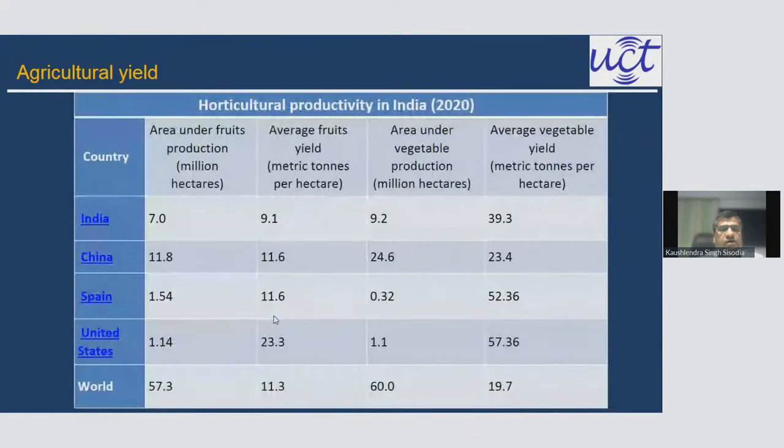So if we compare, this is a small table where we have listed a few countries like India, China, Spain, United States, and the rest of the world. Here we have shown what the productivity was in India in 2020. The first column is where the fruits were produced, in million hectares, meaning how much area the fruits were produced on. So in India, on 7 million hectares we produced fruits, and the yield was 9.1 metric tons per hectare.